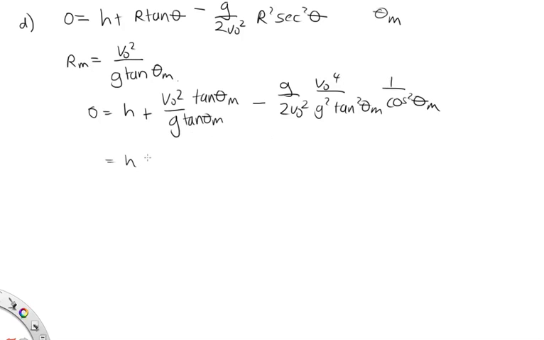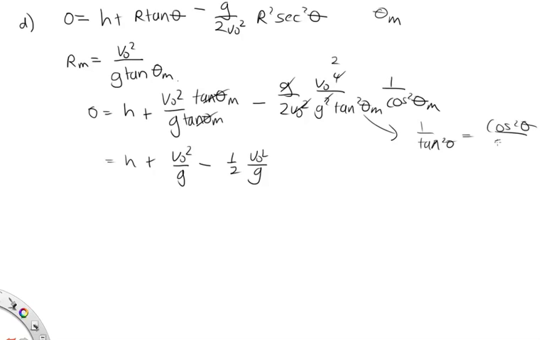Okay, so this is h plus, now these cancel, so we've got v naught squared over g minus, this cancels with 2 of those, this cancels 1 of those, so we've got a half v naught squared over g. Now tan squared theta, we can write this because 1 over tan squared theta is equal to cos squared theta over sine squared theta. So this and this will actually cancel out, and we'll have 1 over sine squared theta m.